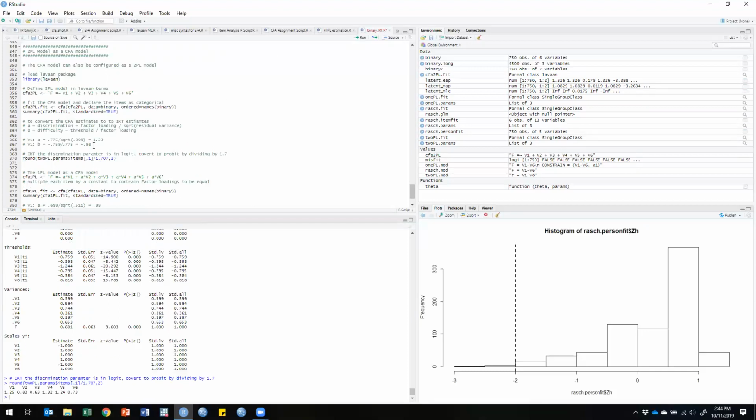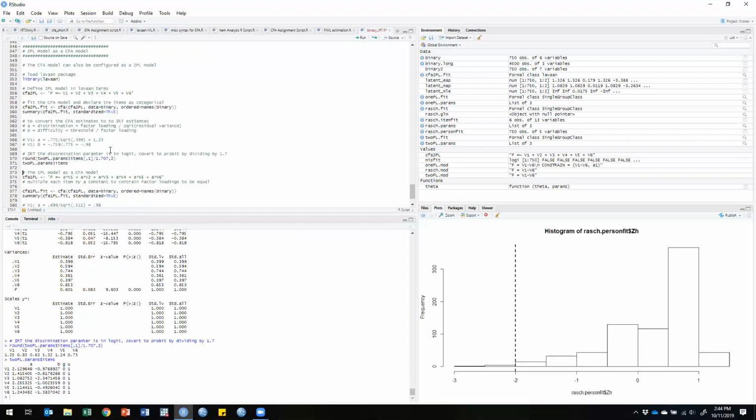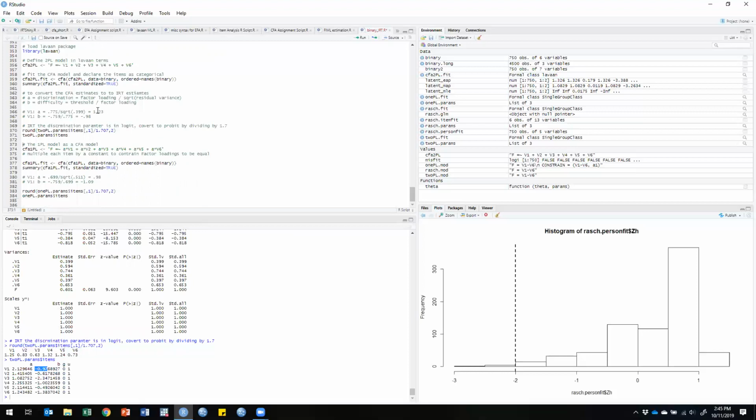So you can see within rounding, the difficulty is similar. And we can get the item difficulties. We can see for number 1 is -0.98, there's -0.98 again. So within rounding, they're not going to be the exact same because the CFA is using a weighted least squares and this is using a marginal maximum likelihood approach. So, within rounding, they're going to be similar.